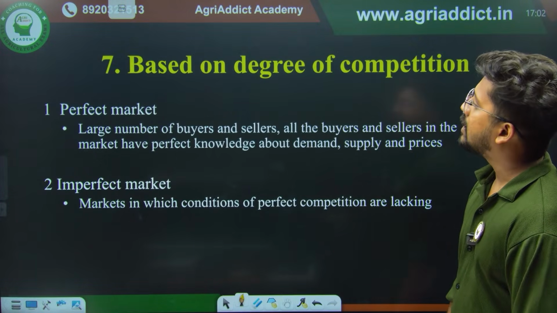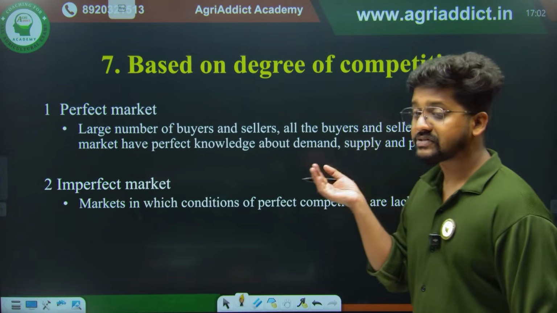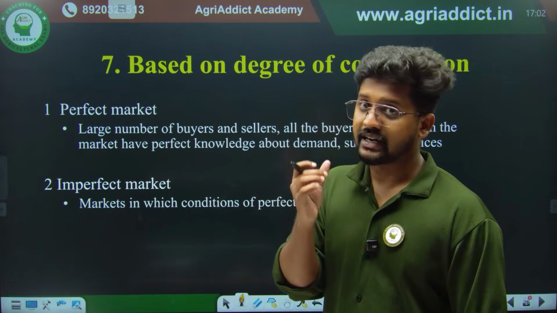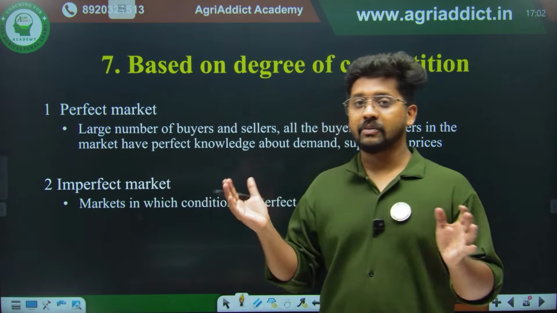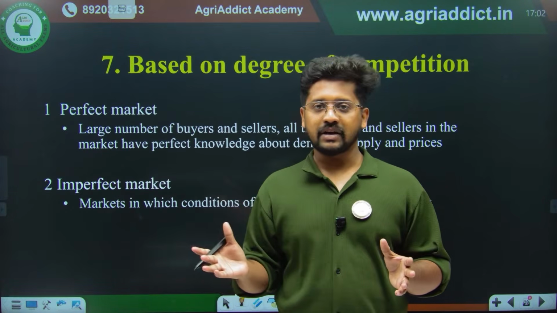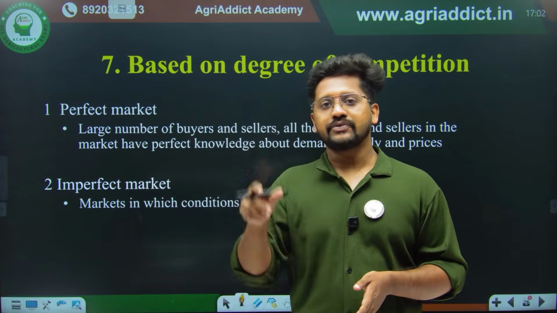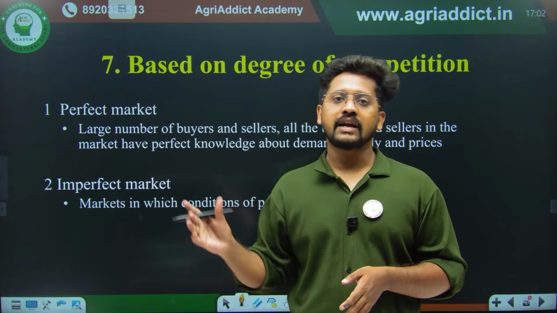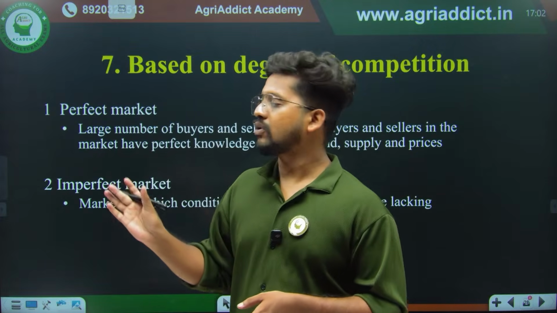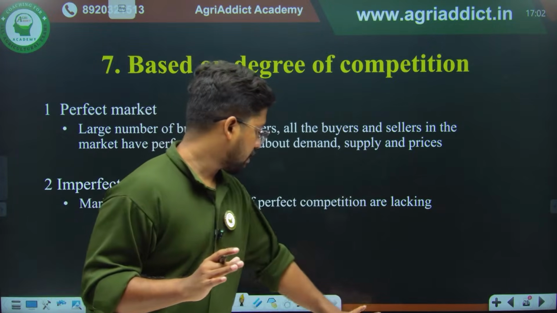Then, based on the degree of competition, you would have studied this already in microeconomics, right? In market structure, we studied different markets like perfect market as well as imperfect market. So what was a perfect market? We had a set of assumptions. If those assumptions are met, we call the market a perfect market. If some of the assumptions are not met, we call it an imperfect market. So what were the assumptions?